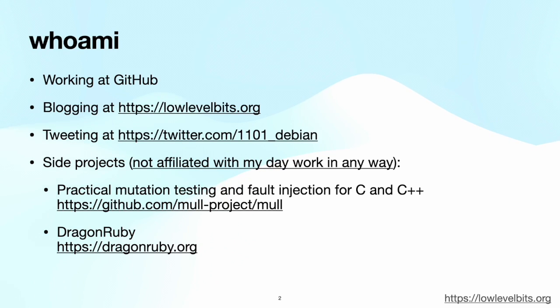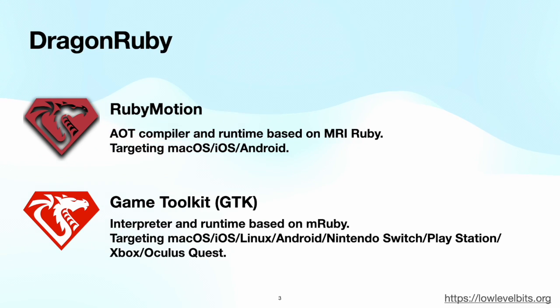The other one is actually deeply related. It's called Dragon Ruby. And Dragon Ruby is a combination of several projects. There was one called Ruby Motion. It's an old project, and it had a different logo some years ago, but it was acquired by another person, and I'm now part of this team and have been maintaining Ruby Motion for several years. Ruby Motion is an ahead of time compiler targeting iOS, Android, and macOS mostly. It's tightly coupled with the Objective-C runtime and JVM runtime.